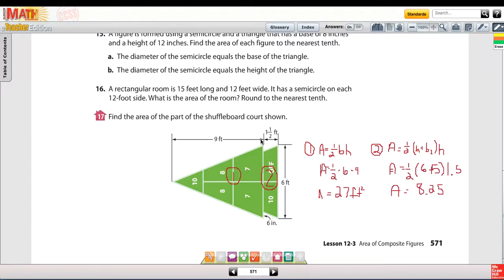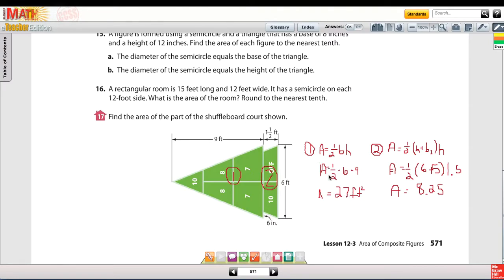For lesson 12.3, you're going to be calculating the area of composite figures, which are made up of two or more shapes. You're going to need to make sure and have your area formulas handy. On page 568, you have a few listed there. You also have a sheet in your packet that has some formulas for you to refer to. You may use a calculator as long as you show your work.